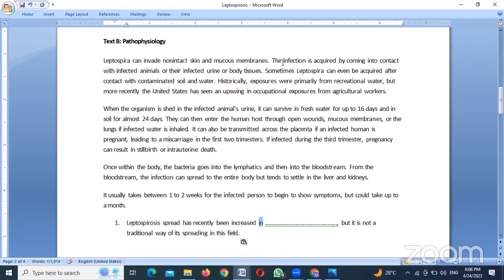Because it's mentioned that historically, exposures were primarily from recreational waters. So, classically, it is traditional. If you find the word historically, then "but more recently" means the current one, which is something opposite. Exactly. So please be careful.